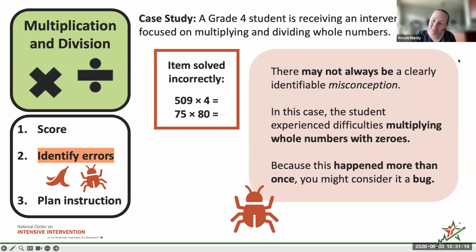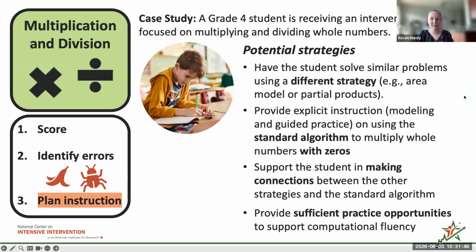There might not be a really clean answer for this, but that's exactly what I had on the slide to read. There may not always be a clearly identifiable misconception. In this case, the student experiences difficulties multiplying whole numbers with zeros. Now, I would err on the side of this being a bug because we saw it happen more than once. At the very least, they need some more practice with similar items such as this.